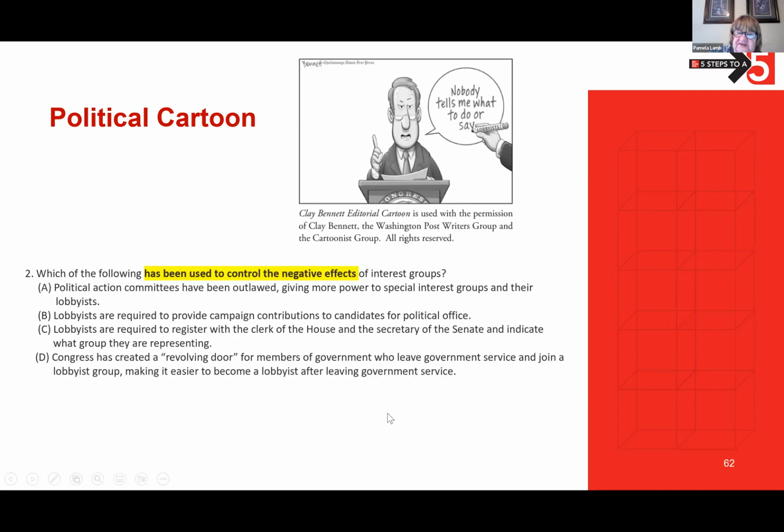And which has been used to control the negative effects of interest groups. Okay, we know lobbyists come from usually being hired by interest groups. So how can we control those interest groups or those lobbyists?